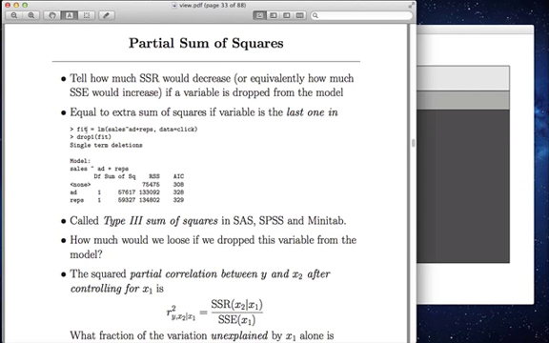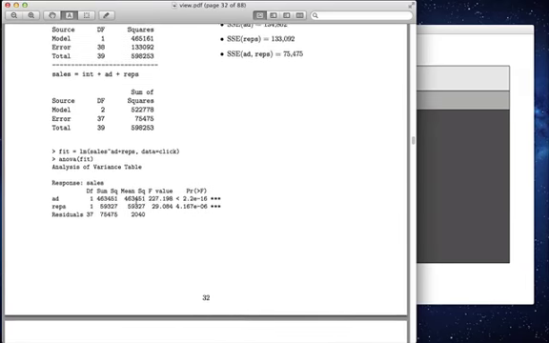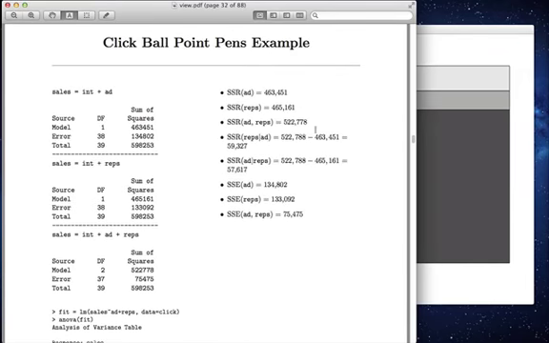So let's go back to this model that I estimated on the click ballpoint pens example. If I do a drop 1 on it, then I get the following two terms. And these two numbers should look very familiar to you. So this line is saying if I were to drop adds, I lose about 57,600. If I were to drop reps, I lose about 59,327. And so those numbers are really just these extra sums of squares from the previous slide.